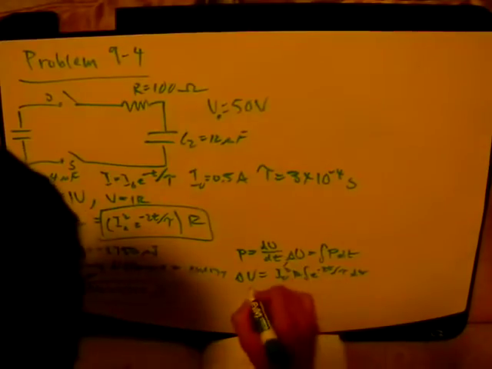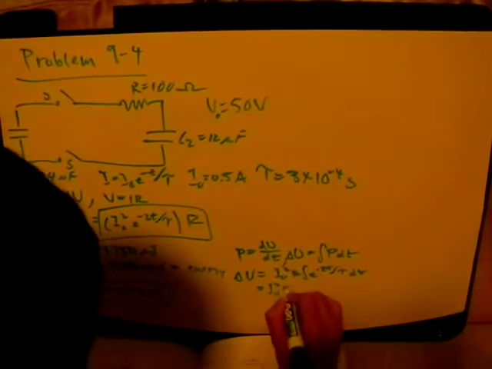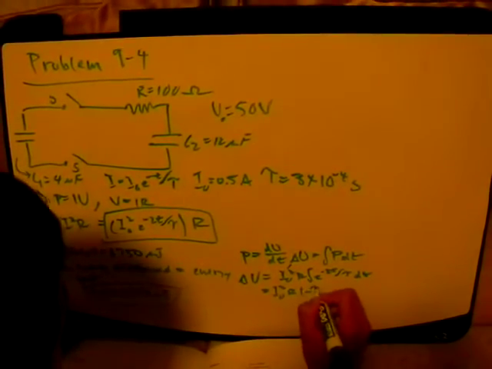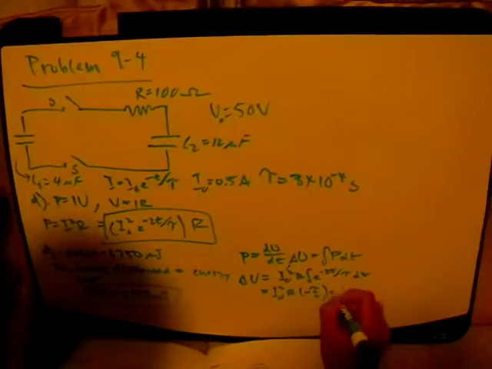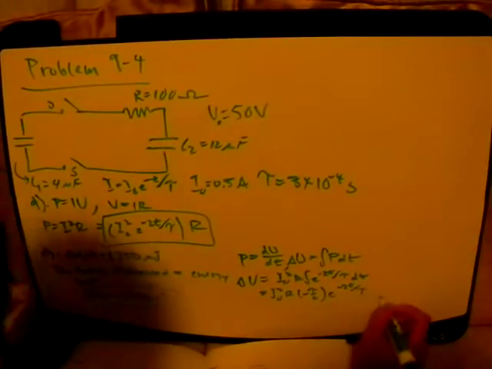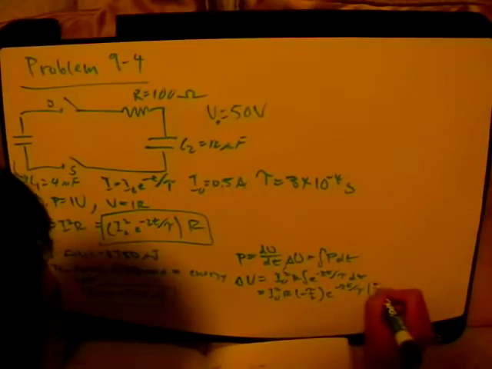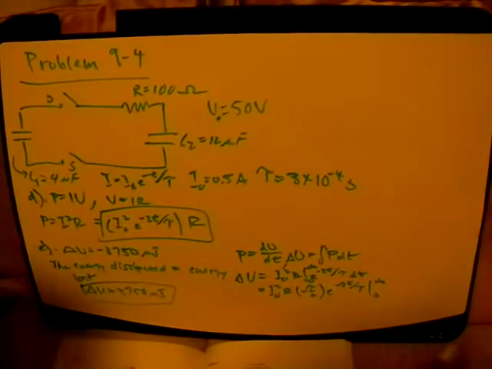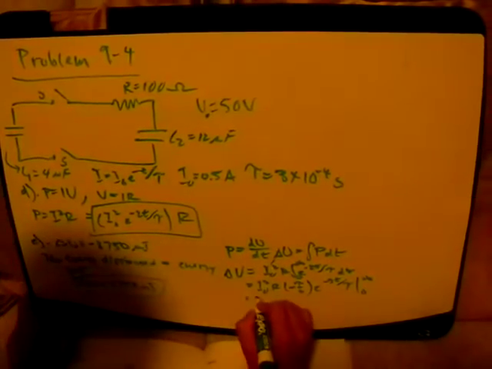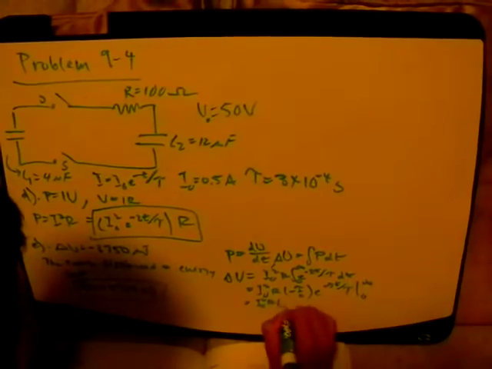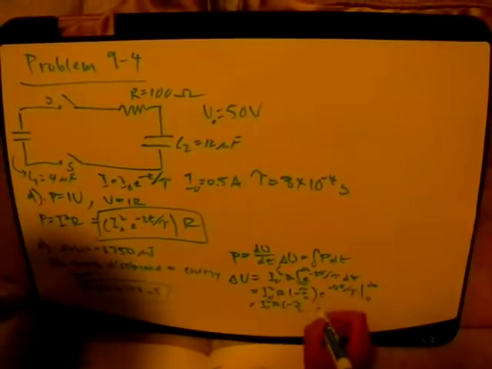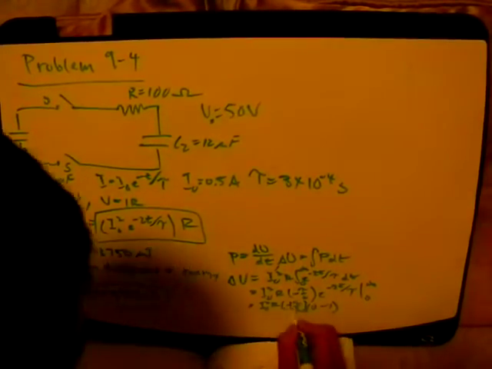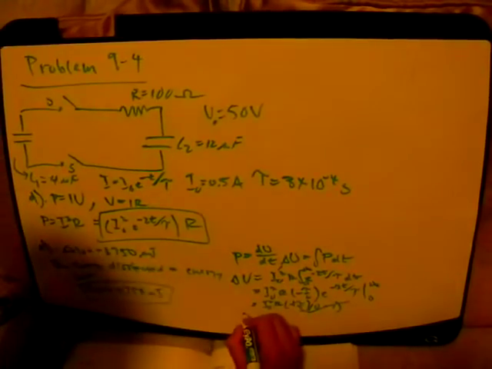Okay, so integrating this, you get I naught squared R, these are constants that are pulled out. The integral has to be negative tau over 2 times e to the negative 2t over tau, from 0 to infinity. Oh, I forgot, this is from 0 to infinity when we're taking it with respect to time. So this becomes I naught squared R times negative tau over 2 times (0 minus 1). So the negatives cancel out, so this can be positive, and the exponential term at infinity is gone.